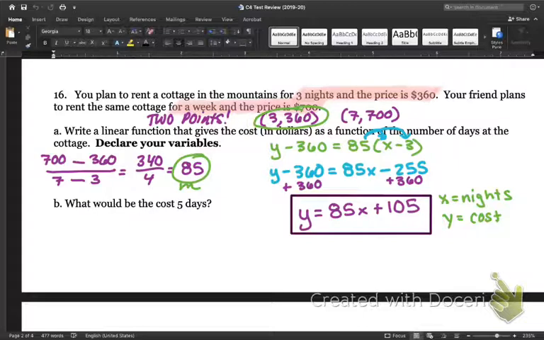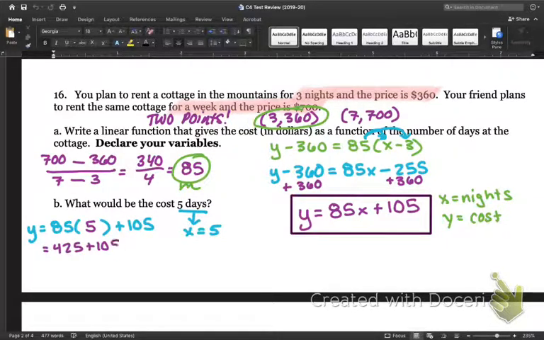What would be the cost for 5 days? Days and nights is the same thing, so that's my x value. So we're going to take our equation and plug in 5 for x, multiply, and then add. So the cost for 5 days would be $530.